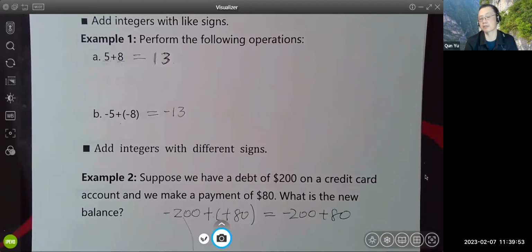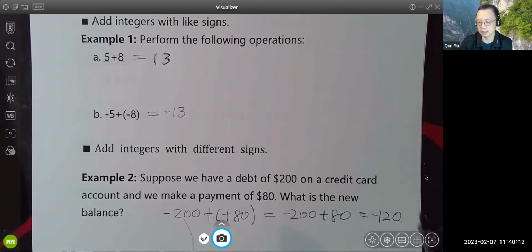And you know from common sense, after you pay $80, your total debt will be reduced to $120, right? $120. So still debt, $120.